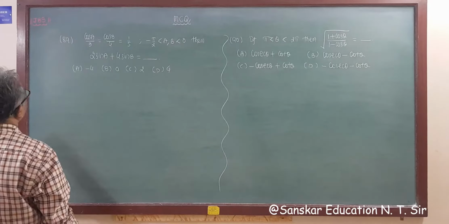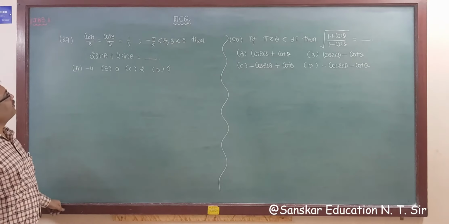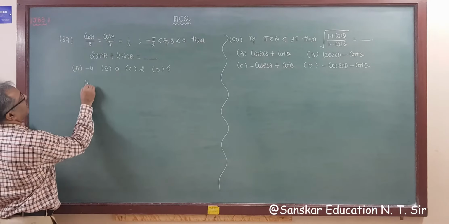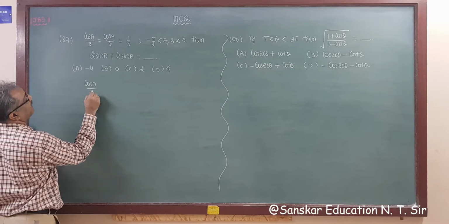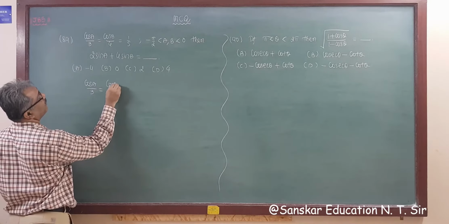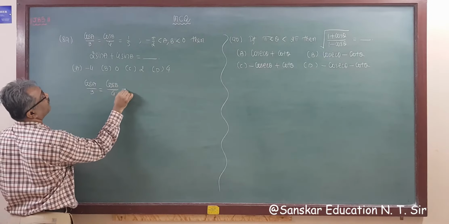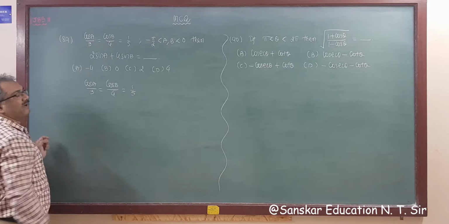Okay? Question number 89. Cos A upon 3 is equal to cos B upon 4 is equal to 1 upon 5, given.